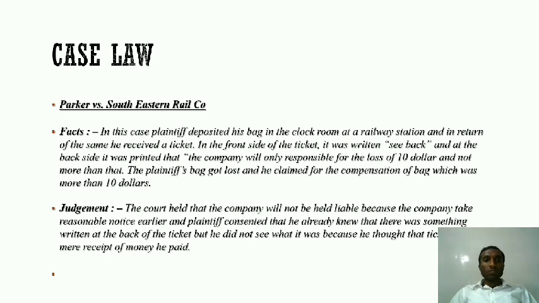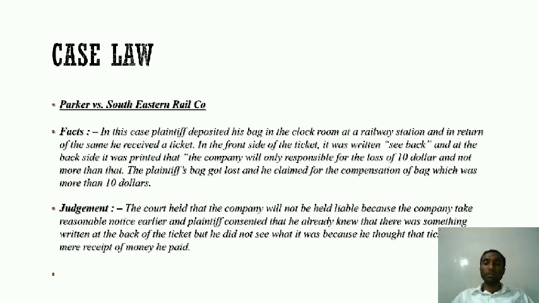So another case law was Parker versus South Eastern Railway Company. In this case, the plaintiff deposited his bag in the cloak room at the railway station, and in return he received a ticket. On the front side of the ticket, it was written "see back." On the back side, it was printed that the company will be responsible only for a loss of $10 and not more than that.